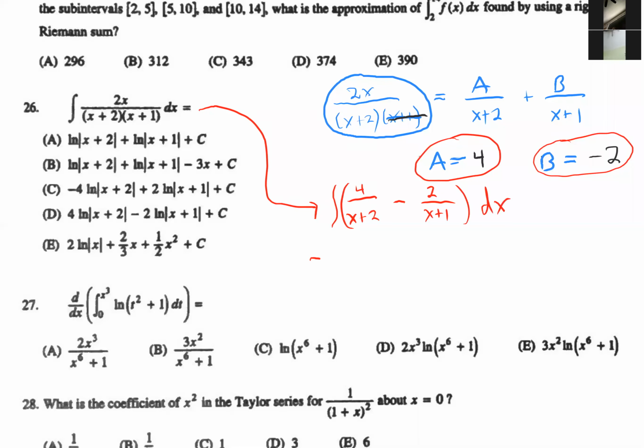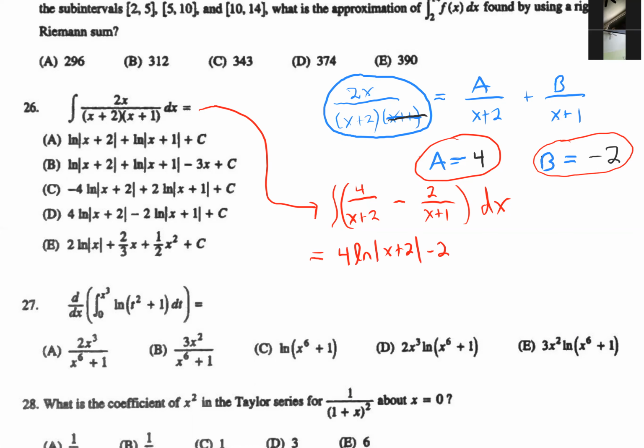So this is going to equal, you can pull out the 4 in front. Think of this as two separate integrals. So for the first integral, I'm going to pull out the 4, and then I'm left with 1 over x plus 2. The integral of 1 over x plus 2 is natural log of the absolute value of x plus 2. Then for the next one, I'm going to pull out a negative 2, and then I'm left with 1 over x plus 1.